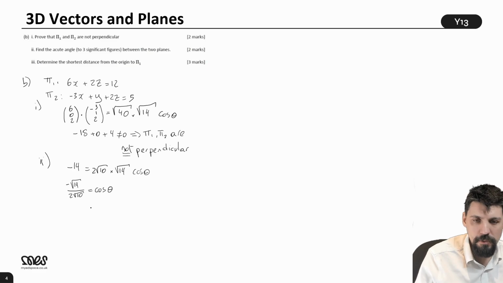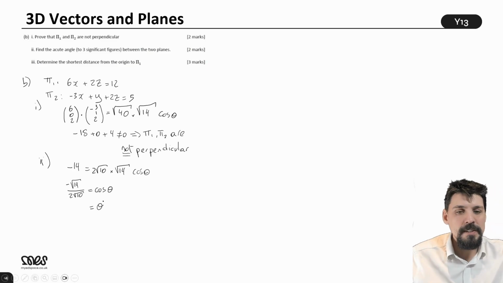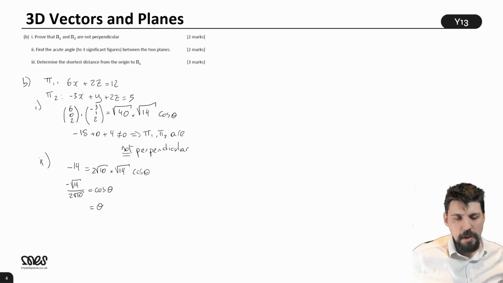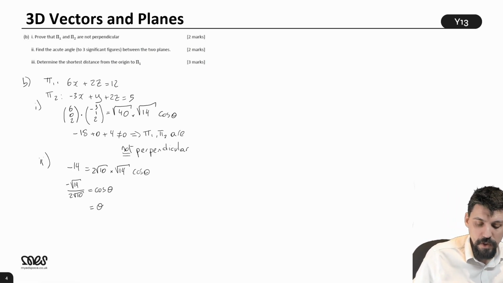I'm going to assume that we are in radians because we're doing further maths. How have I marked that up? 14 over root 14 is root 14. We should be fine. Am I in radians? I am in radians. So let's just ask it the big question. Calculator, using the big boy: minus root 14 over 2 square root of 10. And I get theta is 2.204. That's rounded, but I'm going to do something a bit more with that in a second. But that is the obtuse angle.